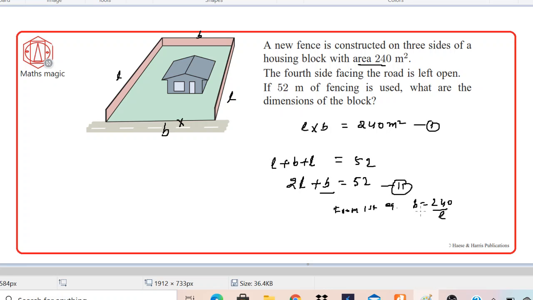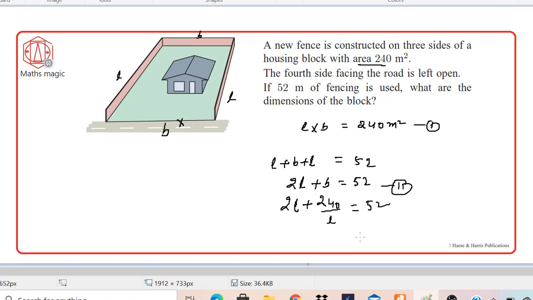Now we will replace this value of B in the second equation. I'll show you how you can replace this B in the second equation. So we got 2L plus 240 upon L. Don't be confused with this underline. Yes, we got 2L plus 240 upon L, and this is equal to 52.